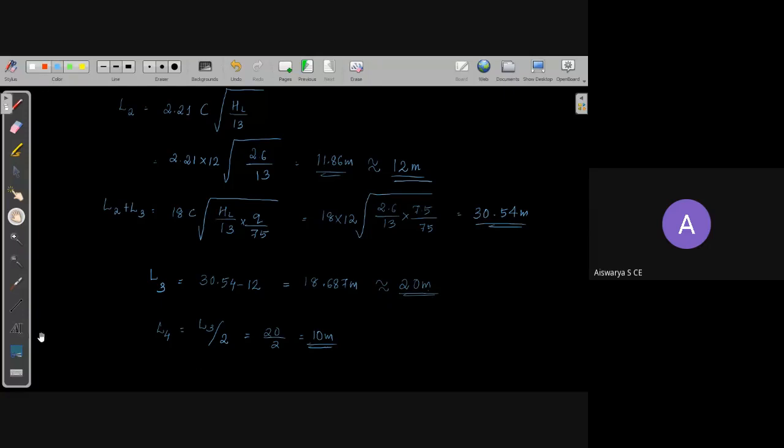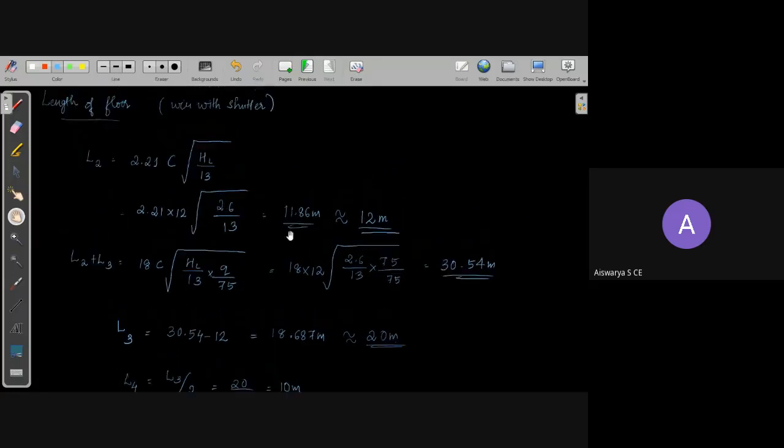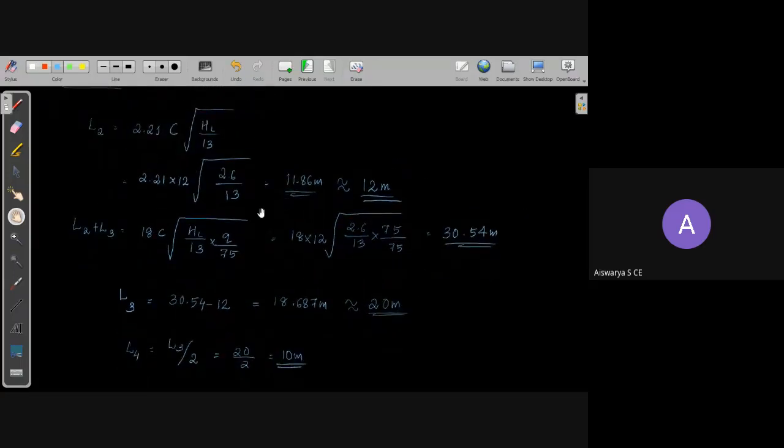Okay, then now we have found L2, L3 and L4. Now you need to find out the value of L1. In order to find L1, you already know according to Bligh's theory what is the minimum creep length we need to provide. Minimum creep length.